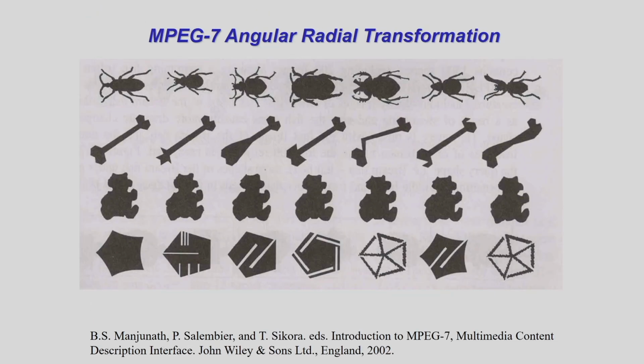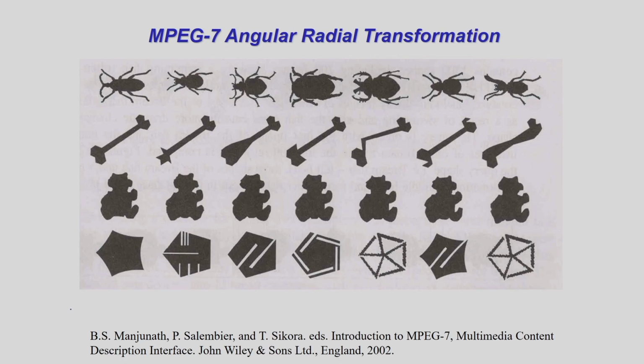And finally I want to discuss the MPEG 7 angular radial transformation. This MPEG 7 is called the multimedia content description interface. This is not used as a compression standard. I am considering some binary images. So how to represent these binary images by using the MPEG 7 angular radial transformation. That is the shape representation by MPEG 7 ART. ART means the angular radial transformation descriptors.